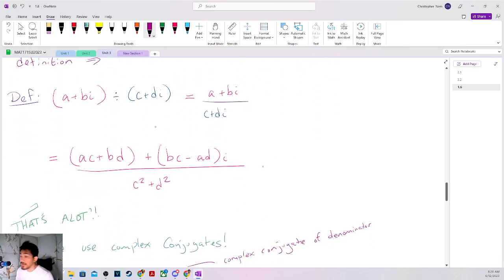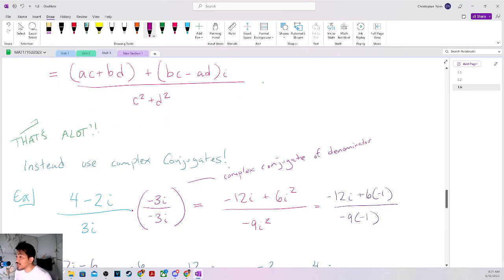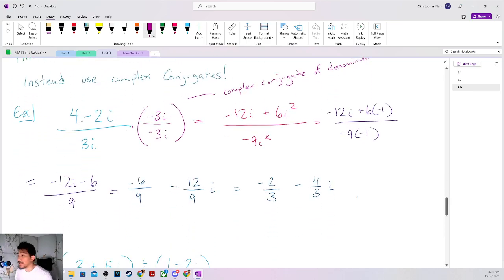So let's take this example for division. The definition in your book for division is this. If I have a plus bi divided by c plus di, two complex numbers, I can write this as a fraction because that's what division actually is. But the definition the book gives you is this. This is hard to memorize. It's a lot. I can't even memorize that. All right? So instead, we use the idea of complex conjugates to arrive at this definition. So let's take 4 minus 2i divided by 3i.